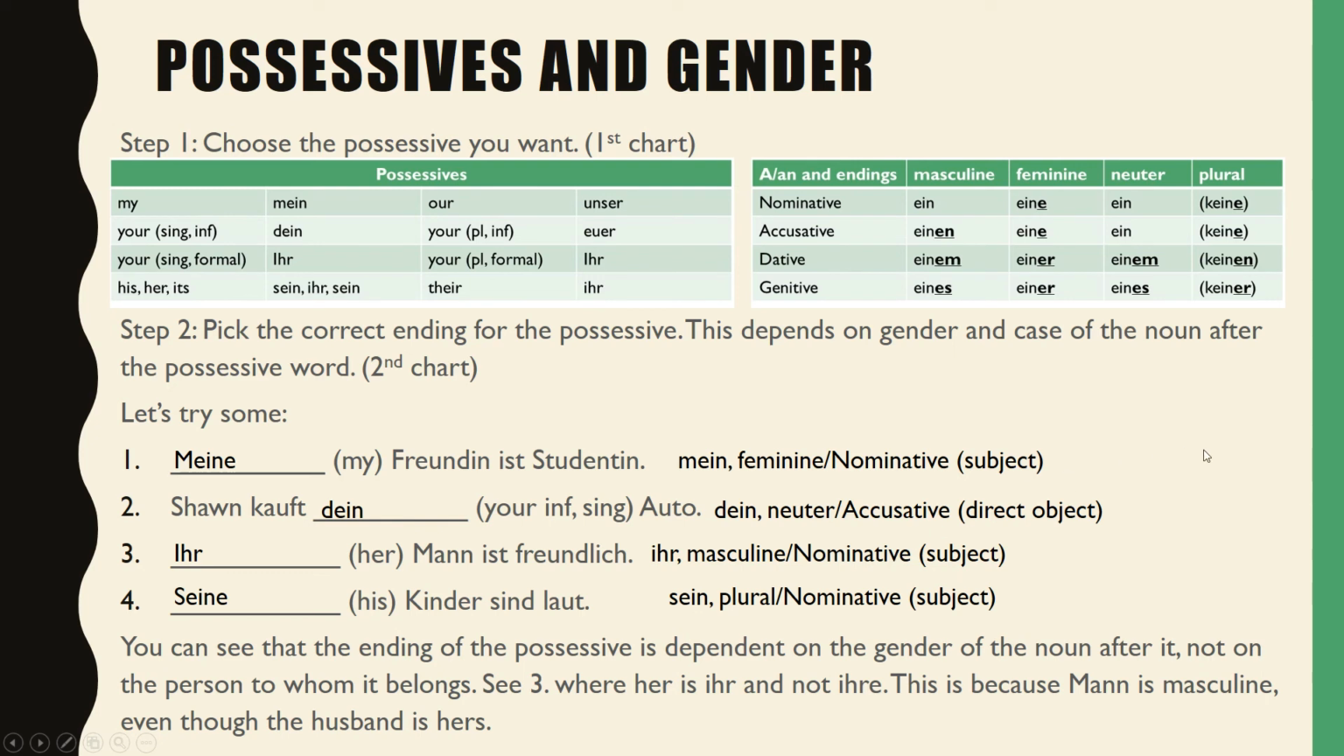You can see that the ending of the possessive is dependent on the gender of the noun after it, not on the gender of the person to whom it belongs. See number 3, where her is ihr and not ihre. This is because Mann is masculine, even though the husband is hers.